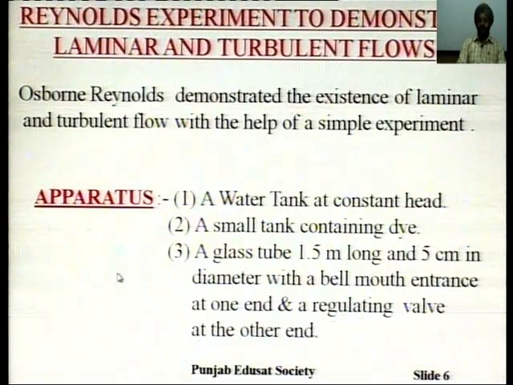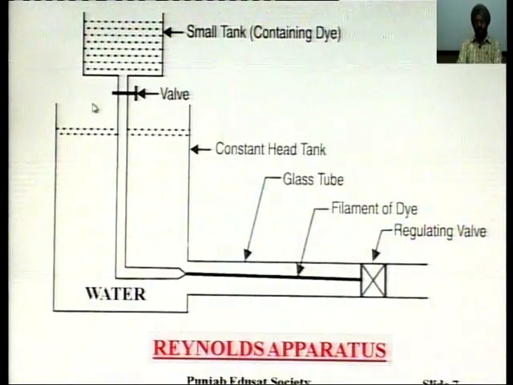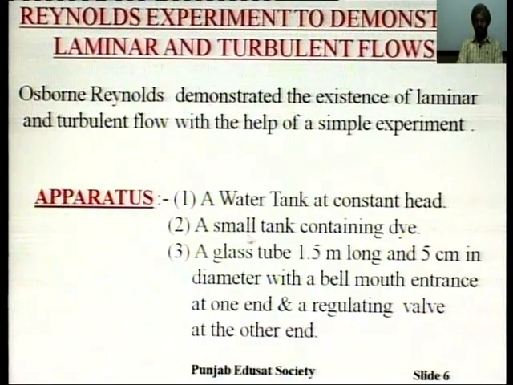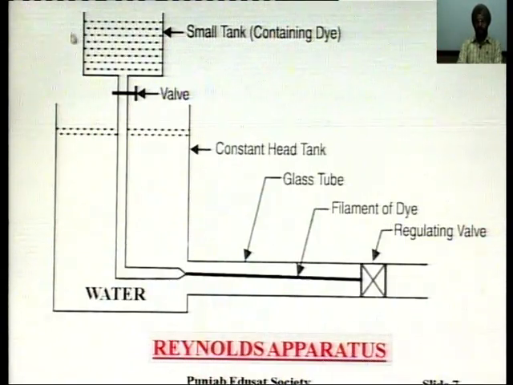In this experiment, we are using the apparatus as follows: a water tank at a constant water head. We will simultaneously see the diagram also. So this is a small water tank, and once again this is a large one, a constant head tank, the first apparatus part. Then a small tank containing dye. So this is the small tank containing dye.